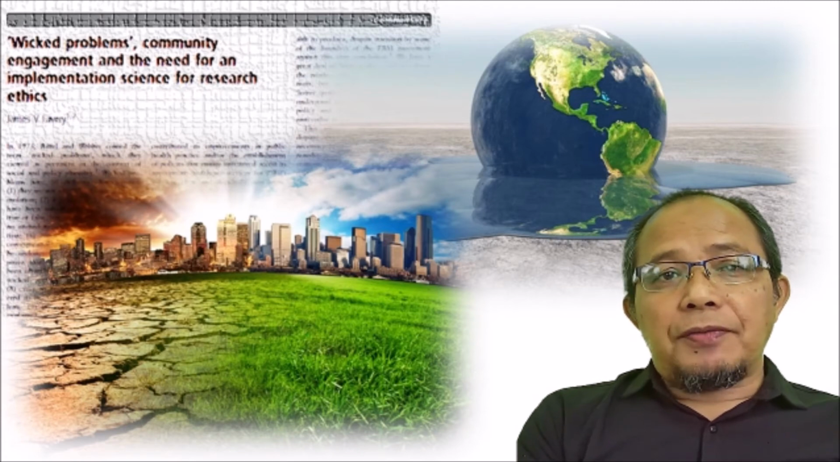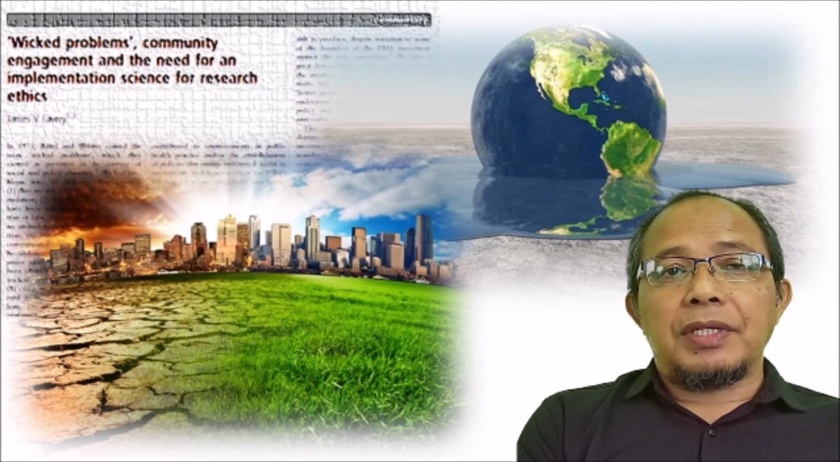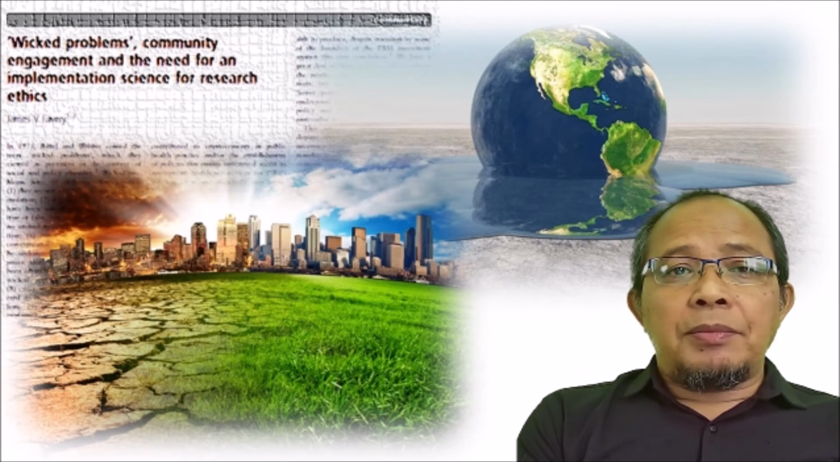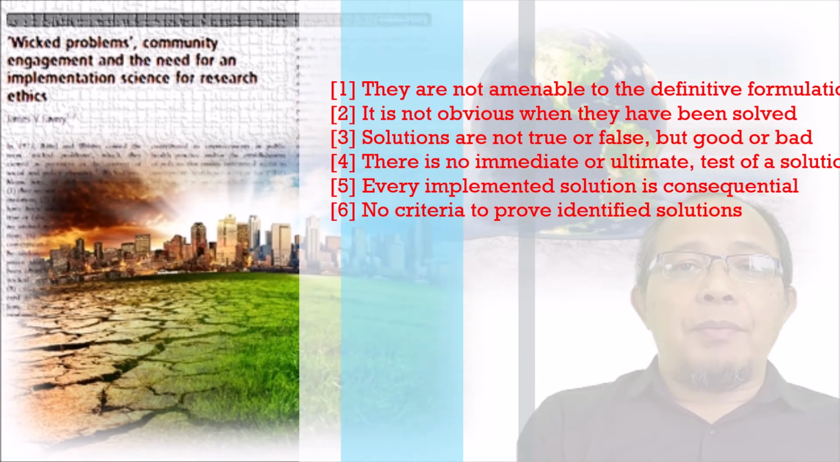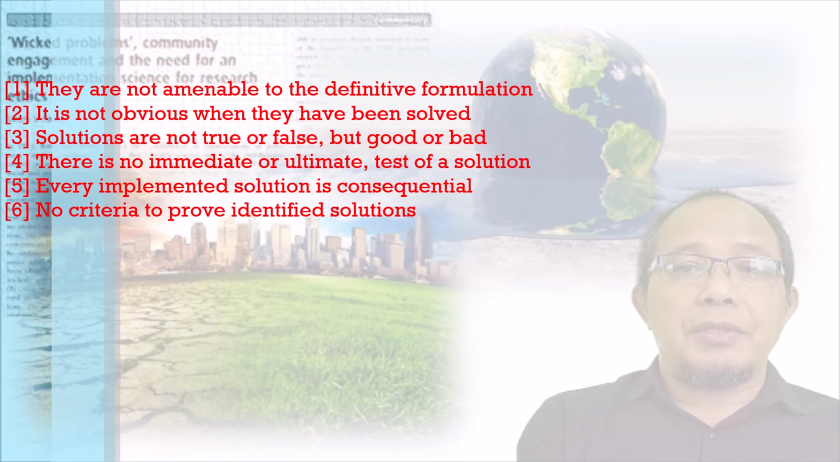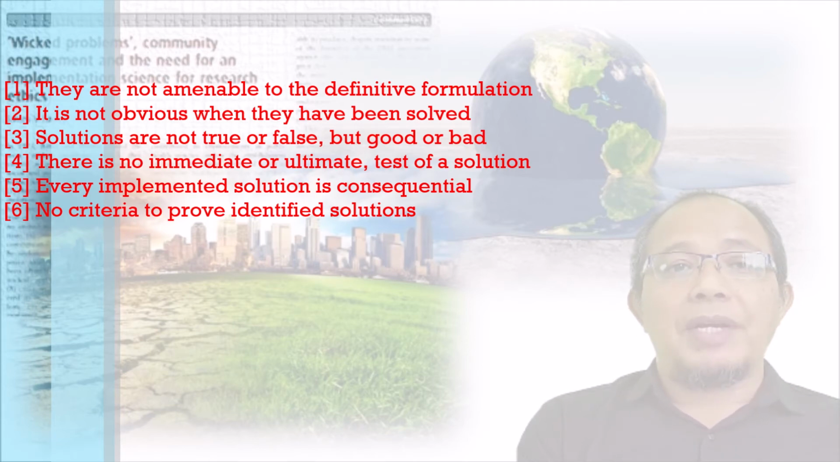In a broader perspective, according to Lavery 2018, wicked problems are seen from 10 defining characteristics. 1. They are not amenable to definitive formulation. 2. It is not obvious when they have been solved. 3. Solutions are not true or false, but good or bad. 4. There is no immediate or ultimate test of a solution. 5. Every implemented solution is consequential. It leaves traces that cannot be undone.